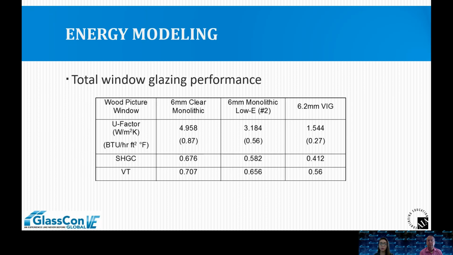So what we went through and did was we compared, assuming a picture window with a wood frame, a 6mm clear monolithic light, upgraded to a 6mm monolithic low E on surface 2, and then finally a 6.2mm VIG. So here you'll see the total window glazing performance. These performance values were calculated using LBNL Windows 7.5. So they're just a frame of reference of what you might be seeing on site.